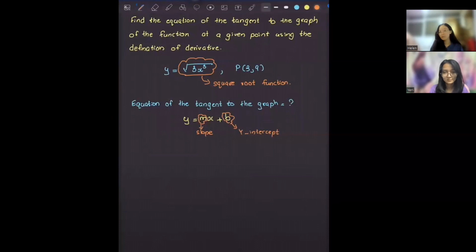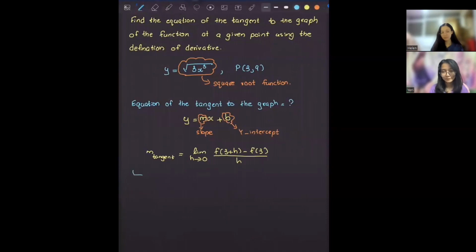So instead of writing f prime 3, we will write m tangent first, because we will be finding the slope. So m tangent equals the limit as h approaches 0 of f of 3 plus h minus f of 3, over h. First of all, we will find f of 3. So what is f of 3? f of 3 is the square root of 3 times 3 cubed, so we will get 9. And then for f of 3 plus h, we will put it back into our function.